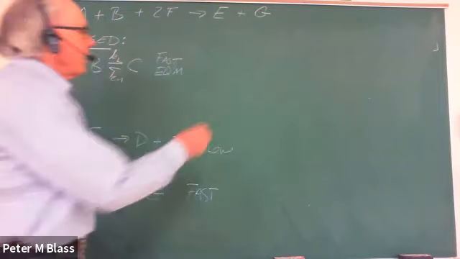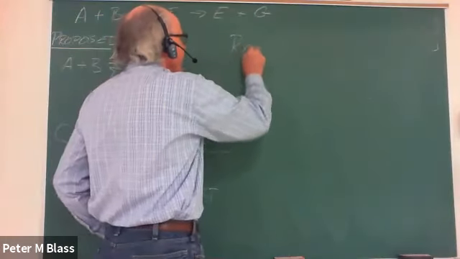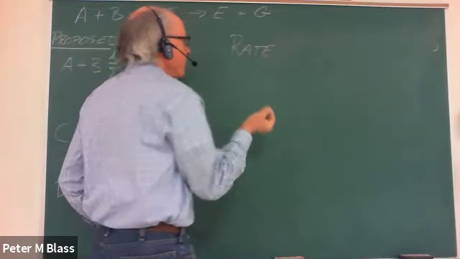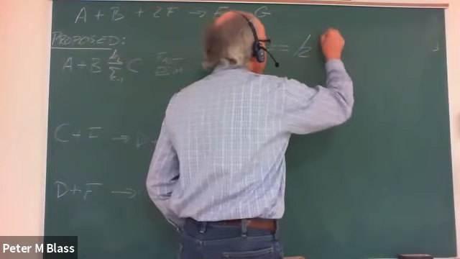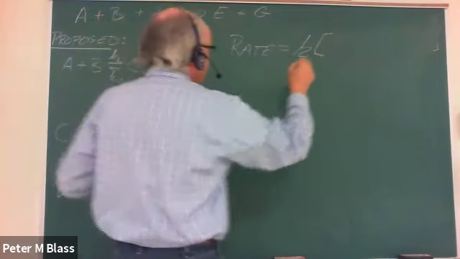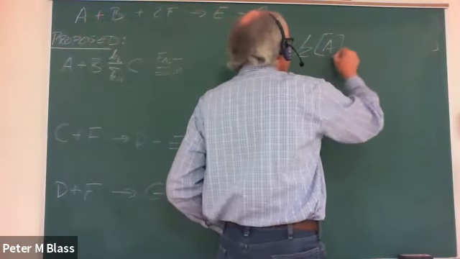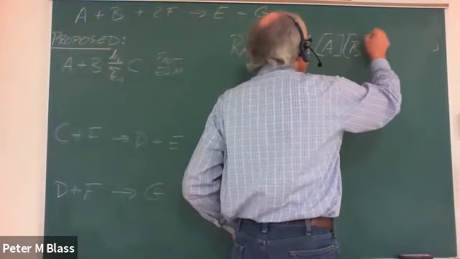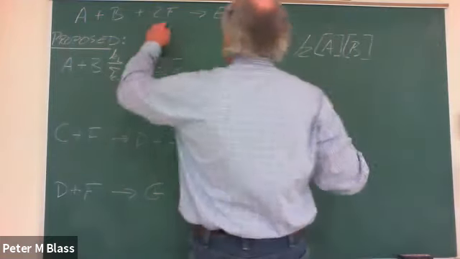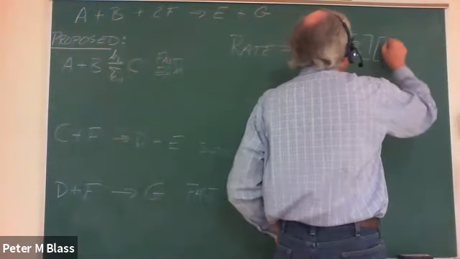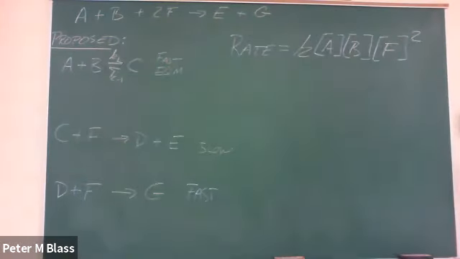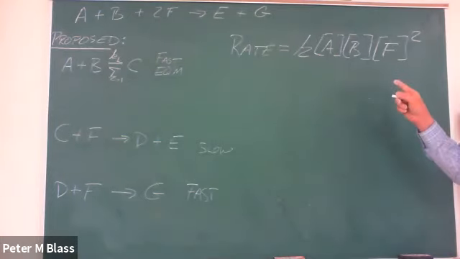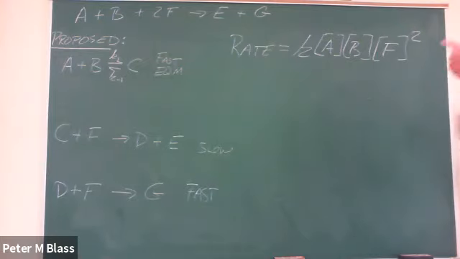But one thing, someone might decide to write a rate law like this: k times the concentration of A times the concentration of B times the concentration of F squared. Right? Don't say right, it's wrong. Well, it might be, we don't know.